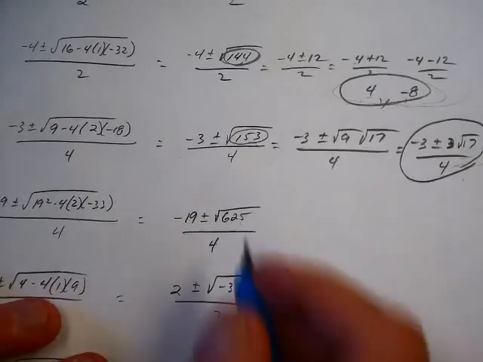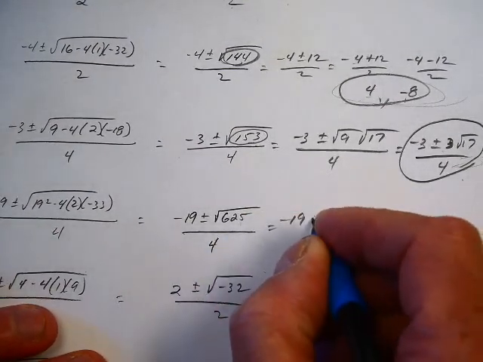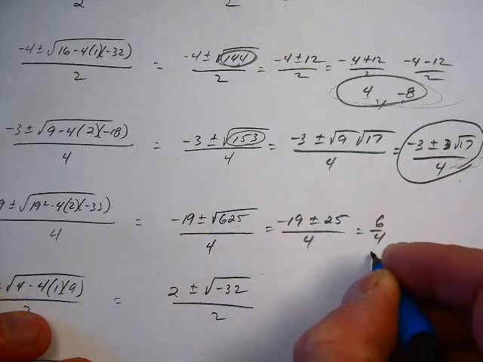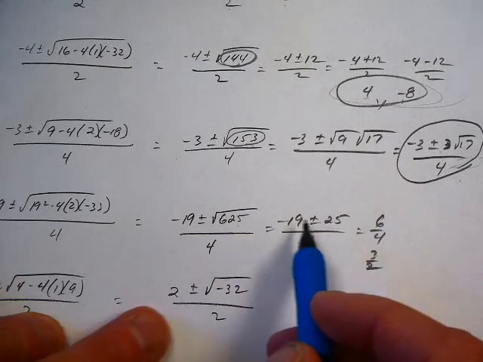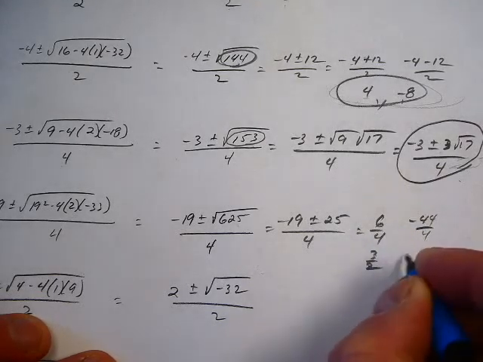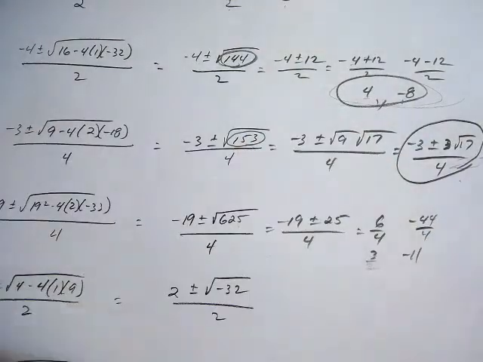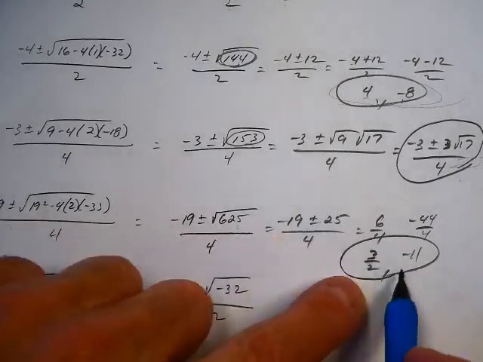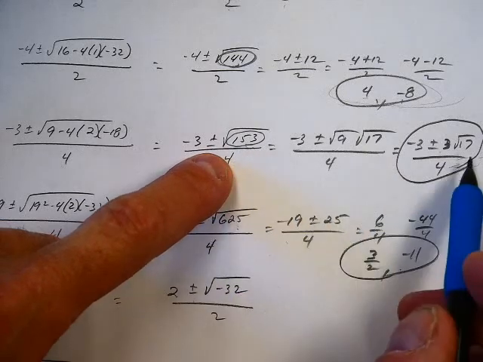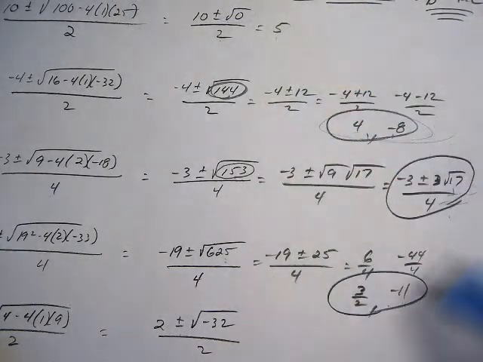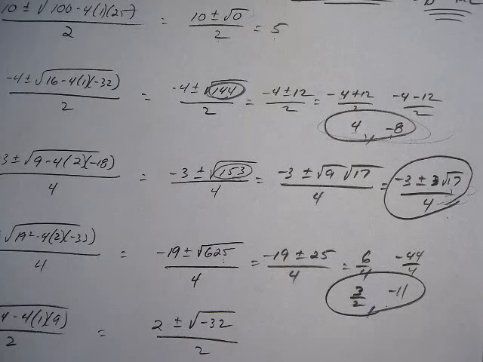Okay. So let's just go through and work with some of these real quick. 54. Since I see this is positive, I know I'm going to get two rational answers. Okay. Or two real answers, I should say. And then I'm going to simplify this. Negative 19, because 625 is a perfect square, plus or minus 25 over 4. Gives me negative 19 plus 25, gives me 6 fourths, or 3 halves. Negative 19 minus 25, does it give me 44? Negative 44. So it gives me negative 44 over 4, which is negative 11. Okay, and again, this was a perfect square, I get rational. Not a perfect square, irrational.